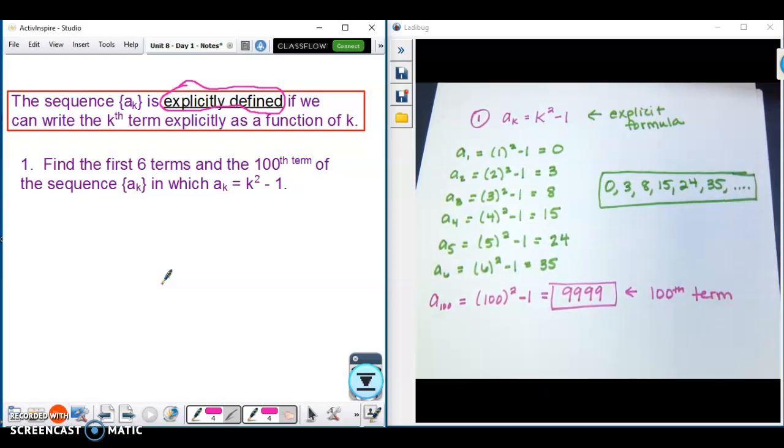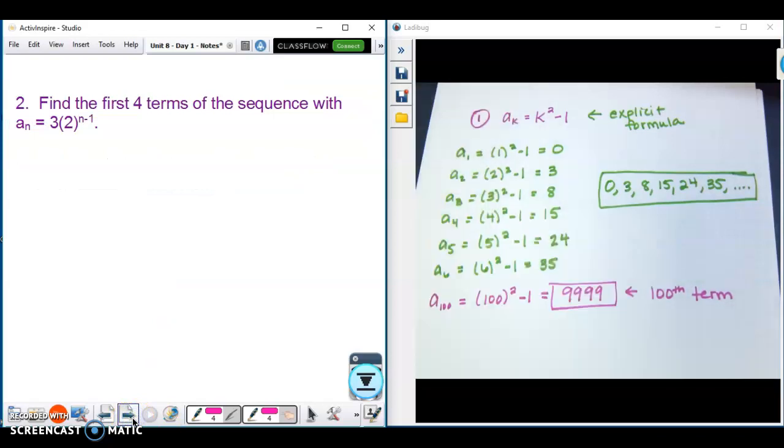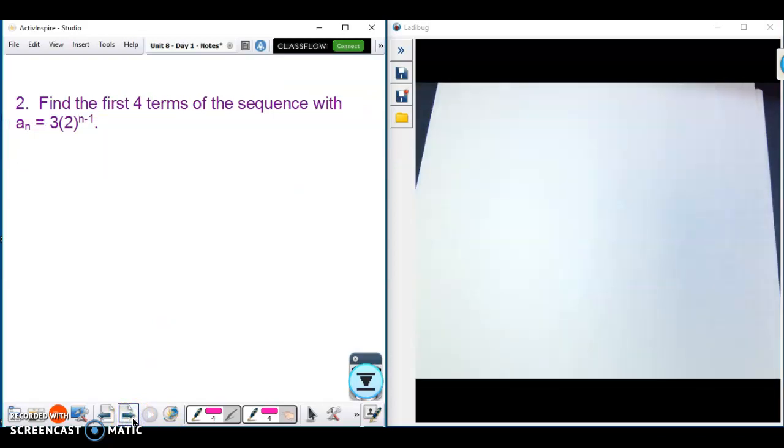Okay, so explicit formula, explicitly defined, they're going to give you a formula. Whatever term they want you to find, you just plug that number in for that variable that they're using there. Alright, so next, we want to find the first 4 terms of the sequence with our explicitly defined formula there.